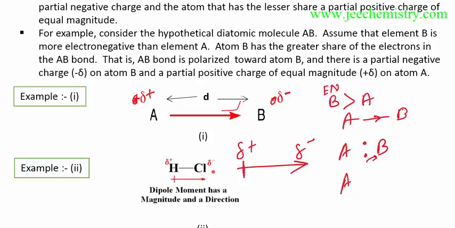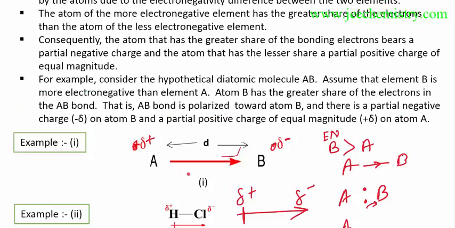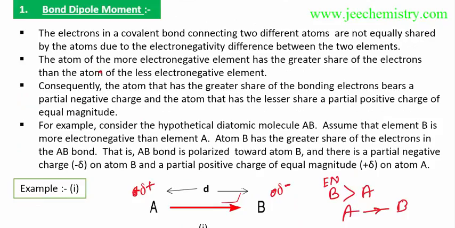This chlorine will get a partial negative charge because it has a greater electronegativity than hydrogen, so the dipole moment will be shown in this way. The arrow will be on the more electronegative atom side, and the plus sign, the tail of the cross, will be on the less electronegative atom side. So the more electronegative atom has a greater share of electrons than the less electronegative atom. Consequently, the atom that has a greater share of bonding electrons bears a partial negative charge, and the atom that has a lesser share bears a partial positive charge of equal magnitude.